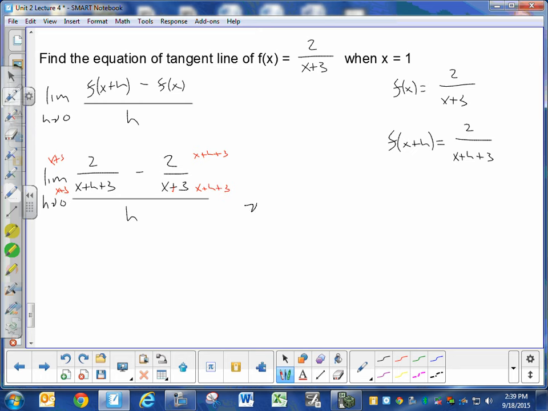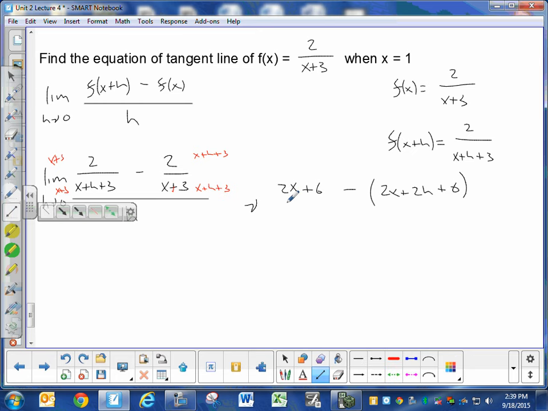Let's see what I get. I get 2x plus 3. I'm going to go ahead and just distribute on the numerator. So 2x plus 6 minus (2x plus 2h plus 6). And that's going to be this entire quantity that I'm subtracting. And now I have my common denominator that I can put everything over.